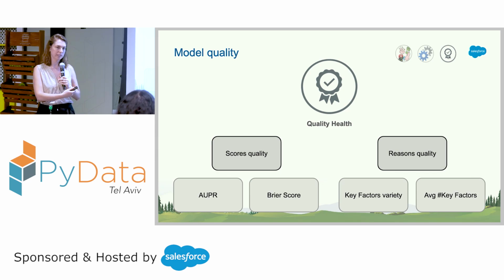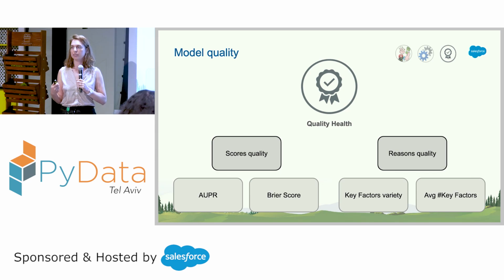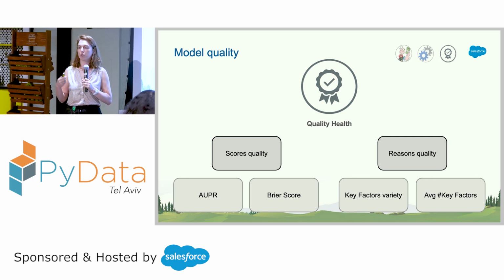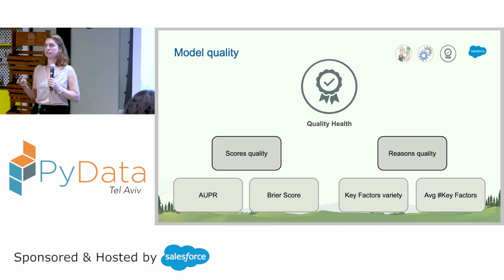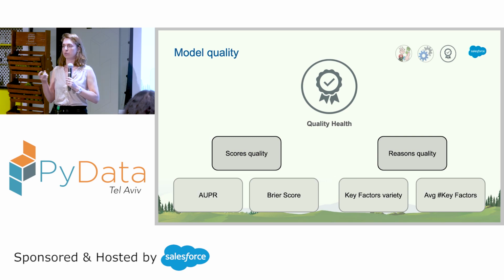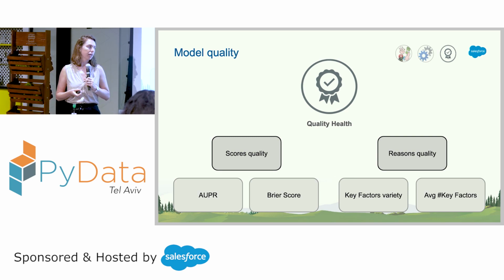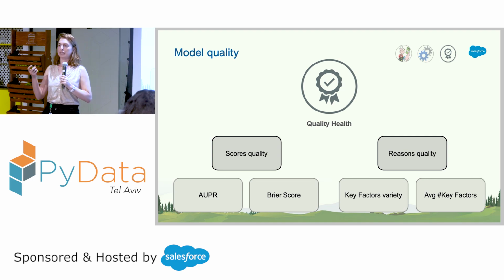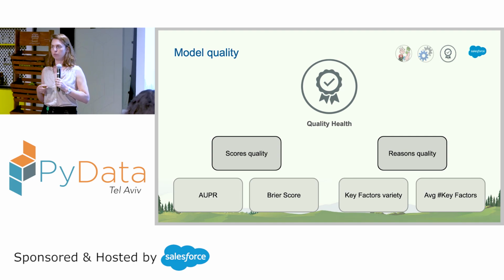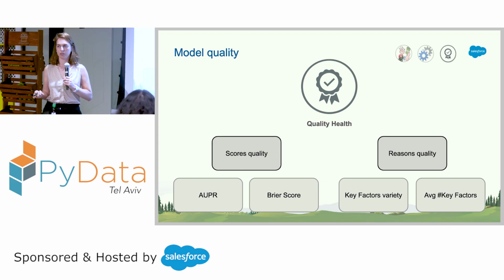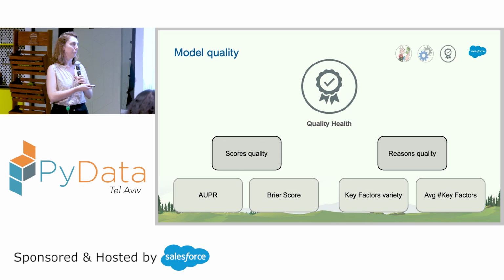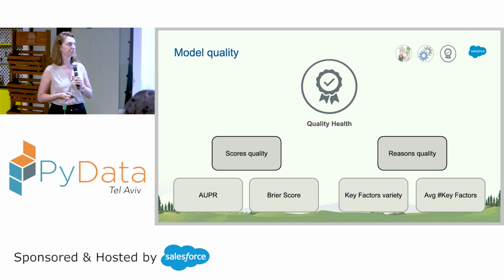For the reasons quality, the most important thing for us is to present more variety and quantity of reasons. If the sales rep is seeing the same reason over and over again, he will lose trust in the system. And if the sales rep is seeing a small amount of reasons, he will also lose trust in the system. So both of these things are important.